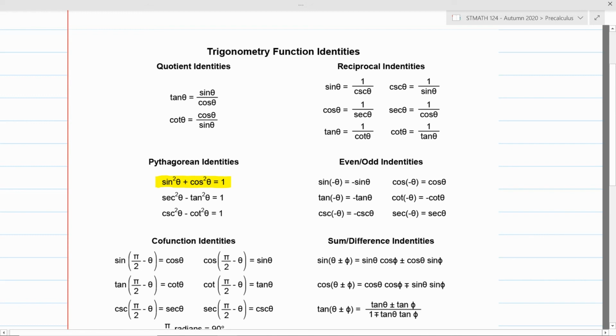So you can put any angle in the world you want. Theta could be pi over 6. Theta could be 152 degrees. It doesn't matter. You always get 1 when you do sine squared of theta plus cosine squared of theta. That one you should have committed to memory.